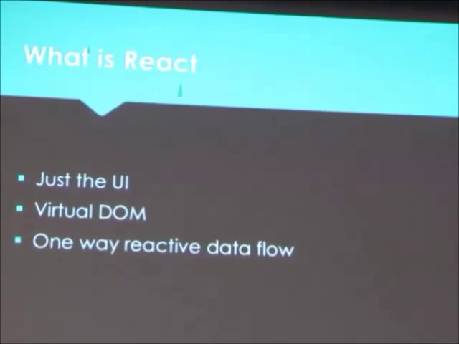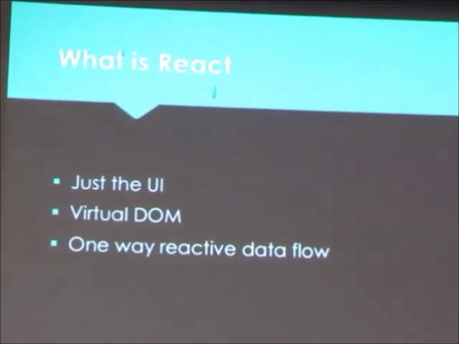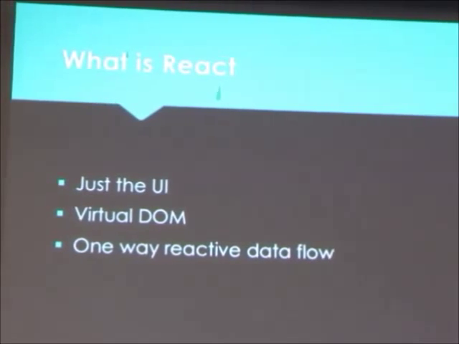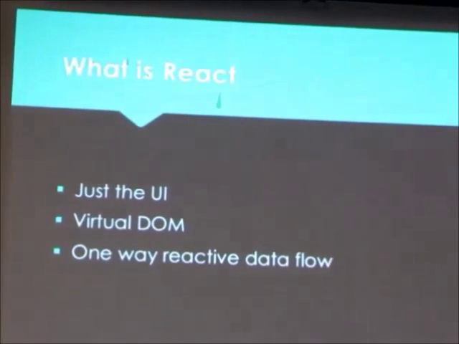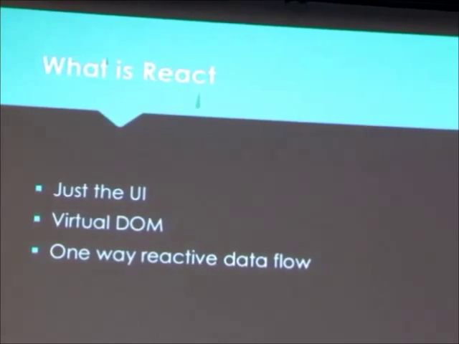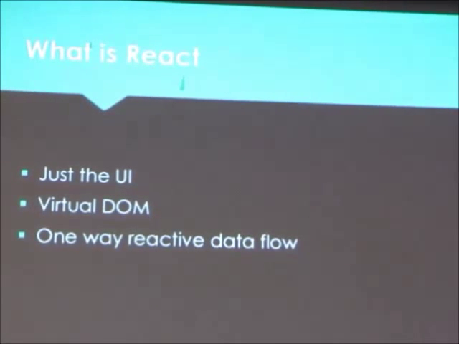So React is just the UI. We'll talk about Flux and what that brings to the thing. It has a virtual DOM, we'll talk about what the virtual DOM is, and its big thing is one-way reactive data flow. So it simplifies the way data flows. When you look at certain data binding things, it gets really hard to tell what the hell is depending on what. This tries to simplify it. I think it does.